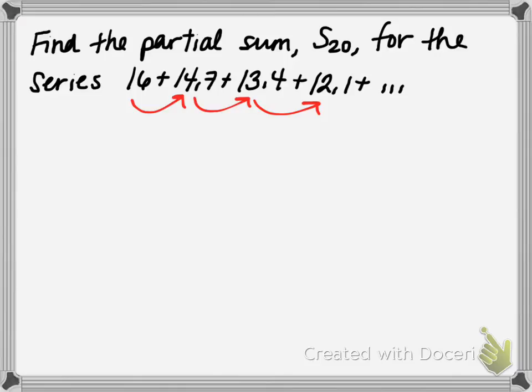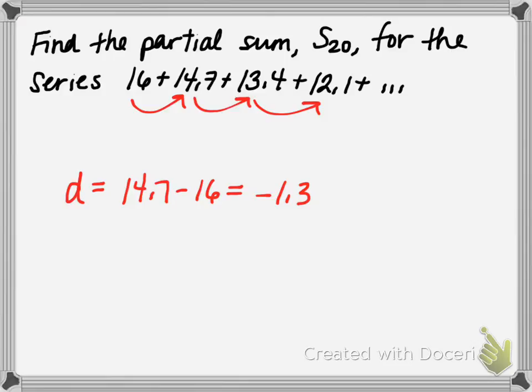So just a reminder, if the pattern is not obvious to you and you want to test to see if you have a common difference, then you would say your common difference would be the difference between the first two terms. So take the second term, 14.7, minus your first term, 16, and you'd get a value of negative 1.3.